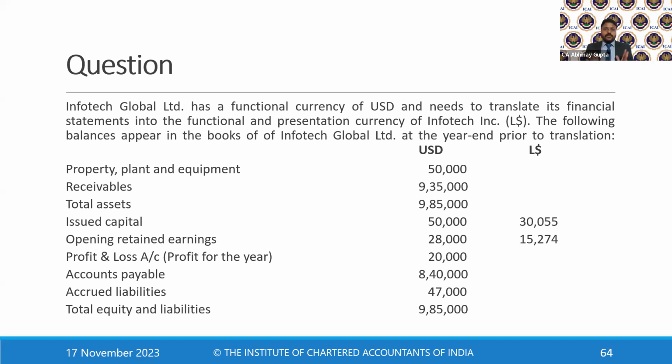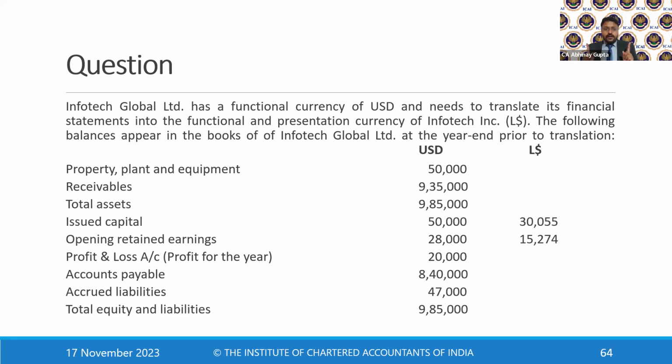Now, we have discussed the translation approach. Under the translation approach, we have discussed that there would be balance sheet items, there would be P&L items, and there would be equity items. So all the balance sheet items will be translated for the current year balances at the current year closing rate, for the previous year balances at the previous year closing rate. For the P&L items, it would be the average rate for the current year, and for the previous year, it would be the average rate for the previous year, correct? And for the equity items, it would be the average rate for the current year and the average rate for the previous year for the preceding items.